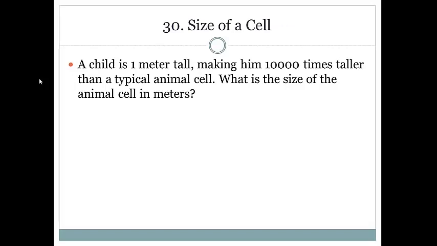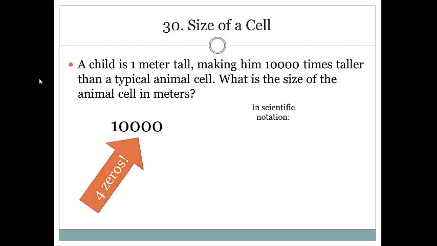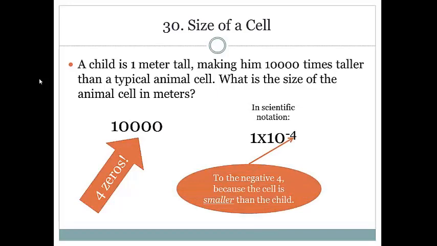Next question is about the size of a cell. So a child is 1 meter tall, making him 10,000 times taller than a typical animal cell. So what is the size of an animal cell in meters? So basically, a child is 10,000 times bigger than an animal cell. So if we count the zeros, we've got 4 zeros. So if I were to write that in scientific notation, it would be 1 times 10 to the negative 4. The reason it is negative is because the cell is smaller than the child.